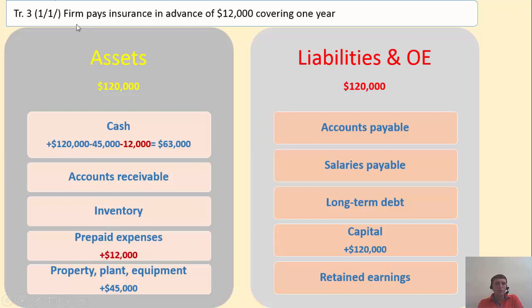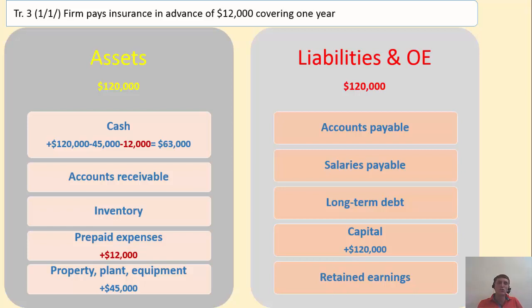Transaction 3. Firm pays insurance in advance of $12,000 covering 1 year. Okay, so again, we're assuming that this was paid in cash. So cash decreases by $12,000. Now, the firm hasn't received any insurance services yet. It just paid the money. That money, theoretically, is still the company's money, right? If the insurance company goes bankrupt right after receiving that money, it has to pay that money back.